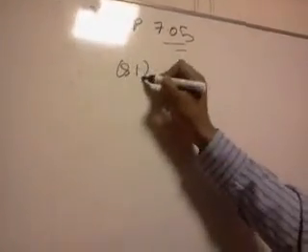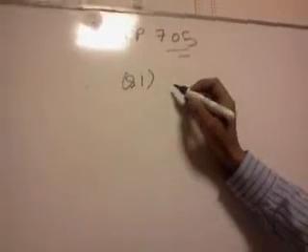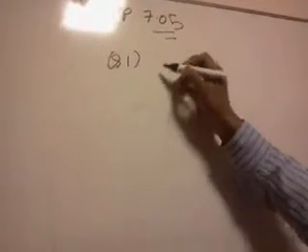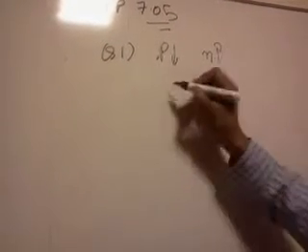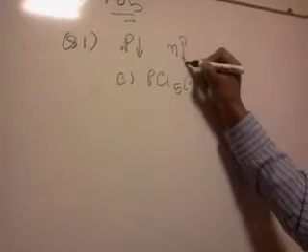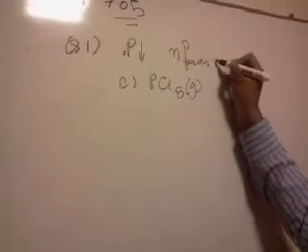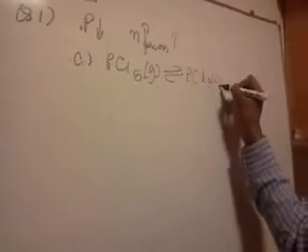Question number 1. Which of the following reactions will be favored at lower pressure? Low pressure means that if pressure is low, the number of moles will increase. So in option C, the number of gaseous moles is increasing. The gaseous moles increase.